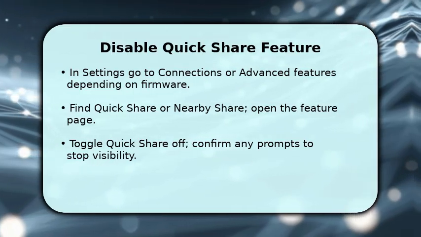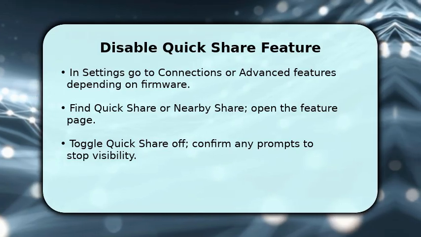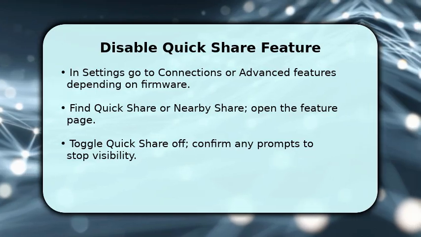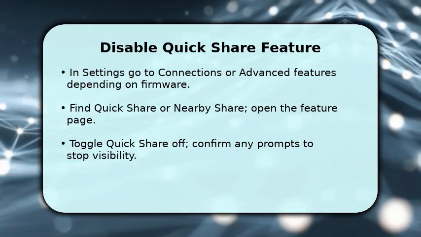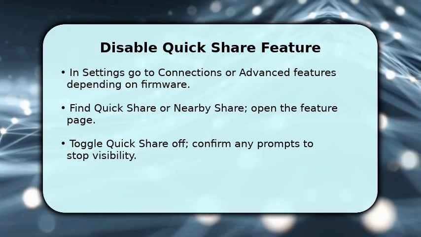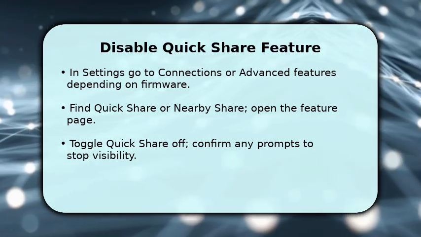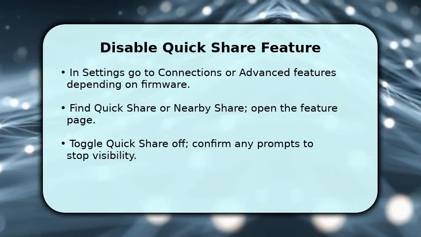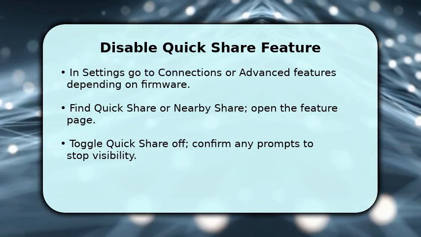Samsung sometimes renames it across updates. Tap into that page, review visibility and device name options so you know what you're turning off, then toggle the main Quick Share switch to off. After you turn it off, make sure no secondary toggles like visibility or receive files are still enabled. They can override the primary switch.